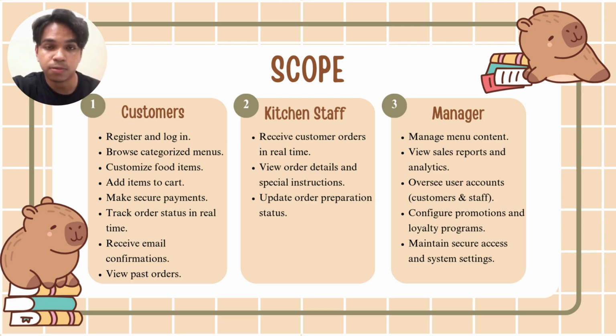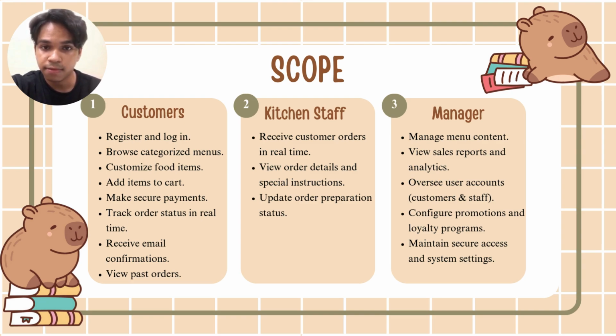For the scope of our project, we divided it into three, which is customer, kitchen staff, and manager. For customer, they can register and log in to the system, browse categorized menu, customize food items based on their preferences, add items to cart, make secure payment, track order status in real time, and also receive email confirmations. The customer also can view past orders.